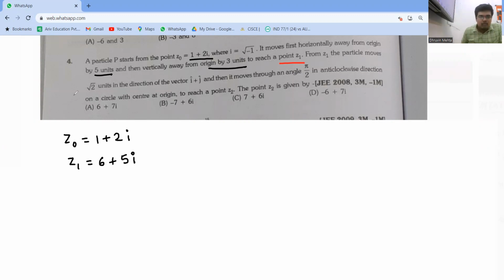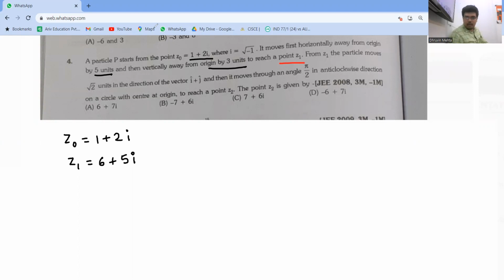From Z1, the particle moves root 2 units in the direction of this vector, and then it moves through an angle of pi by 2 in anti-clockwise direction. So this is what is given. Maybe you have done something similar to this in rotation, but not the exact same thing. Anyways, let's proceed.